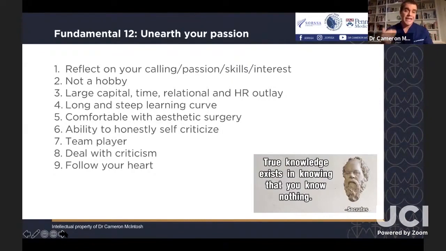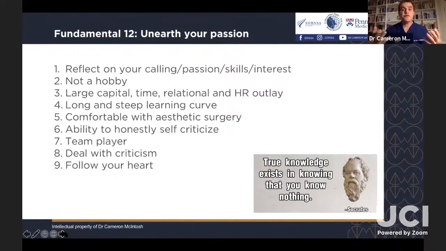There's going to be a large outlay in terms of the money, the time, your relationships, and your HR. When you're buying fancy camera systems, those kinds of things, and you go to congresses, it's a lot of money that's going to go into that. You've got a long learning curve. The whole point of this is to help you guys shorten that learning curve and make it less steep.